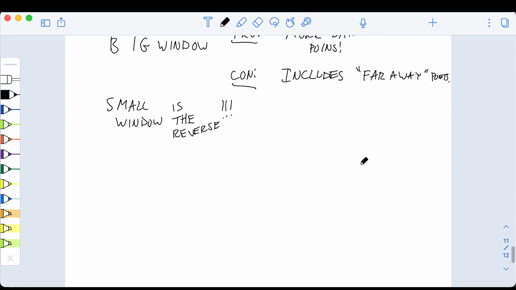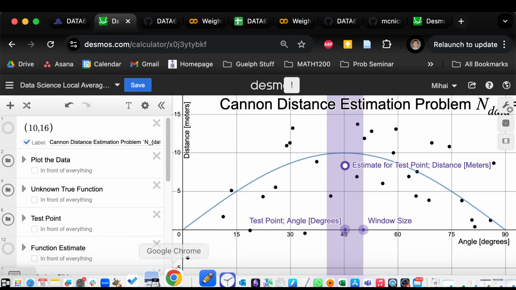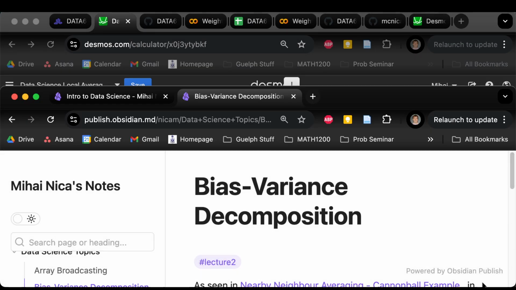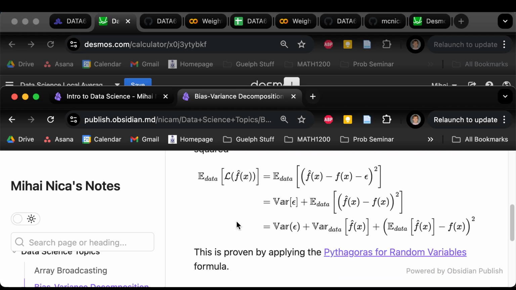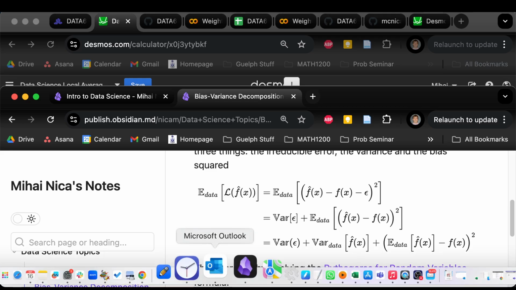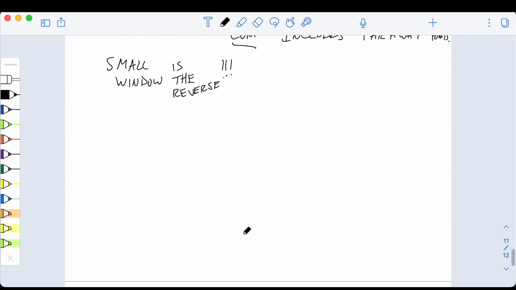And here is the decomposition. Let me make sure I get this right. I'm copying it directly from the website that has the thing. Okay, here it is. I'll show you guys the website so you can make sure you also go to the website. Here's our website that I wrote for the bias variance decomposition. There's three terms. The first term is the irreducible error. The second term is what we just did, the variance with respect to the data. And then there's this last term, which is like the bias term. So let me copy it down on the board.